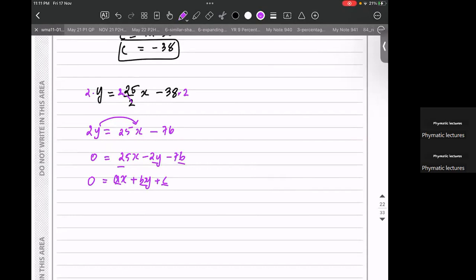So the answer for this question is 25x minus 2y minus 76 is equal to 0. So that is the equation for the tangent. Hope you got the idea.